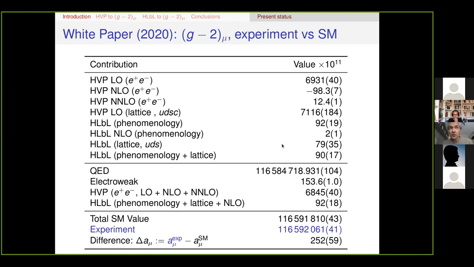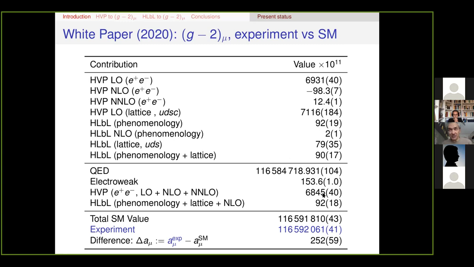Now, a year ago, there was one lattice calculation of this contribution, which agreed well with the data-driven one, but with a significantly larger uncertainty. Nonetheless, given the agreement, it was decided to average the two. And this is for leading order light by light. And in the end, in the total, you have to add the small next to leading order.